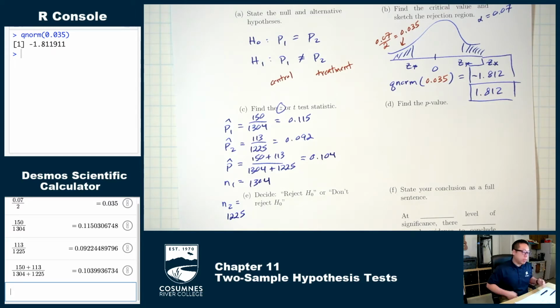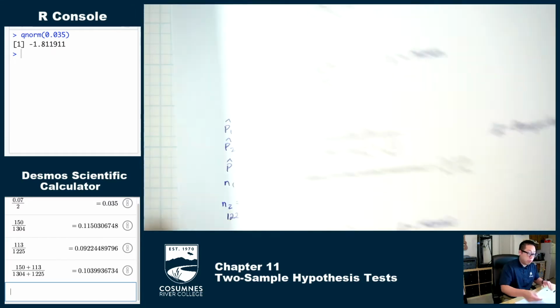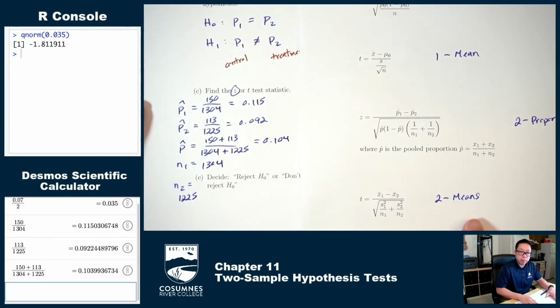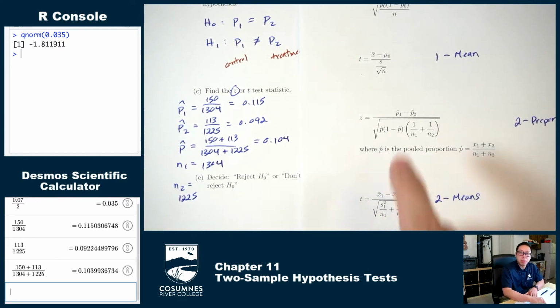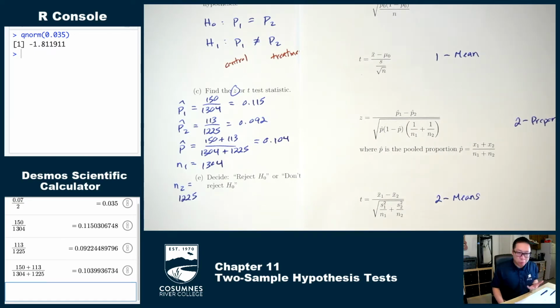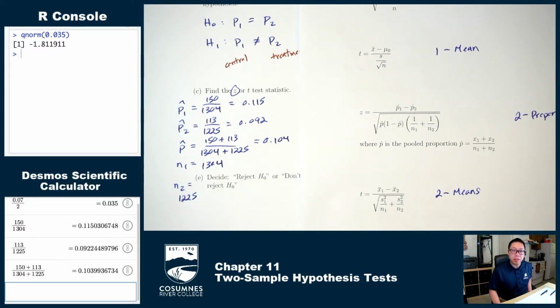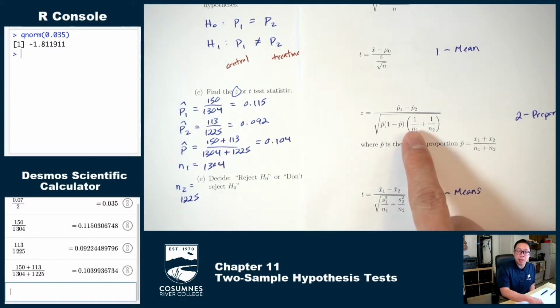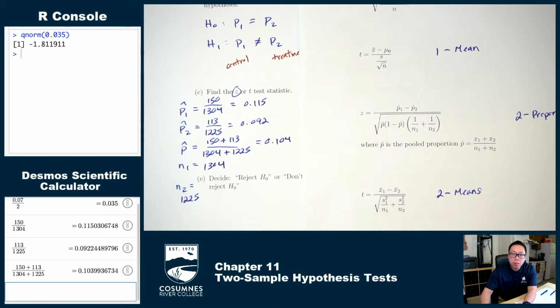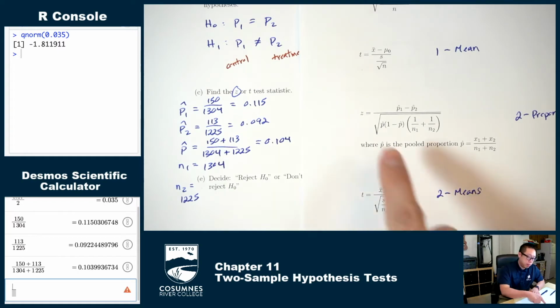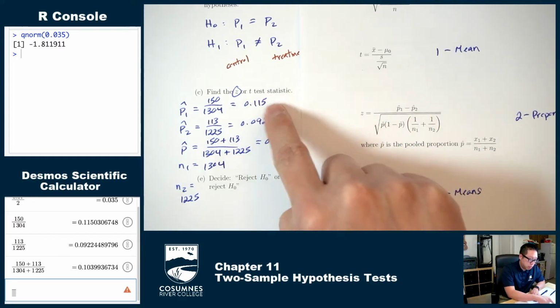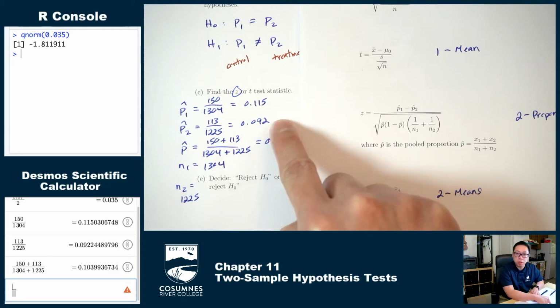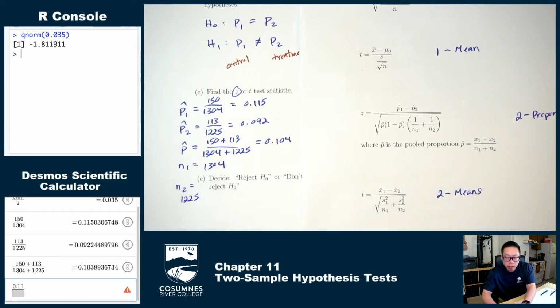All right, so we have everything we need to plug into the Z formula. So I'm going to type this in directly into Desmos. If you're not using Desmos, why not? I highly recommend you use Desmos for these problems because the formulas are pretty complicated here. And in Desmos, I can just type it in directly like that. So in Desmos fraction, up top, it's P1 hat minus P2 hat, which is going to be 0.115 minus 0.092. So up top, 0.115 minus 0.092.